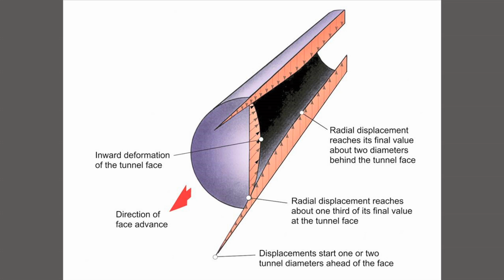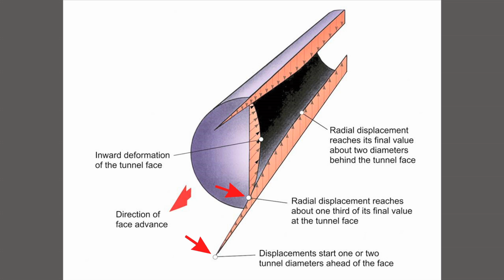This is an illustration showing how a tunnel deforms as it's mined through the ground. So the tunnel is coming towards me, shown by the red arrow, advancing out of the screen towards me. And as the tunnel moves forward, displacements start 1 or 2 tunnel diameters ahead of the tunnel in the rock. The rock starts to feel the tunnel coming. By the time the tunnel face arrives, about a third of the final displacement has already taken place, and that's shown by this point here.